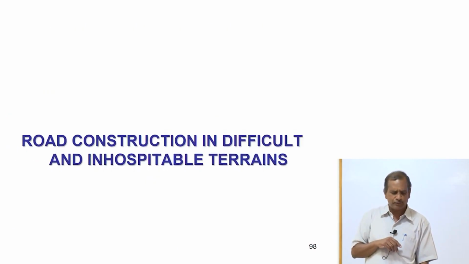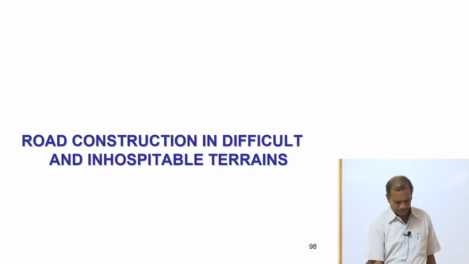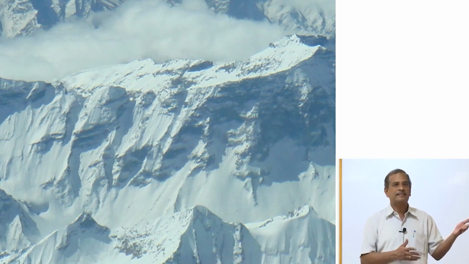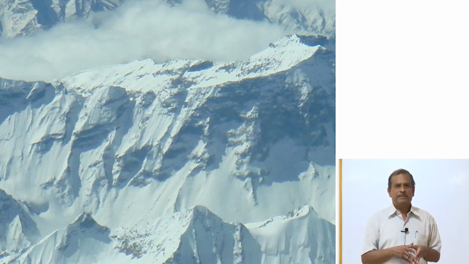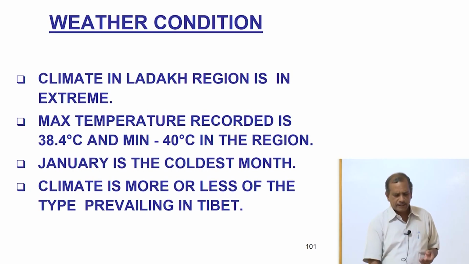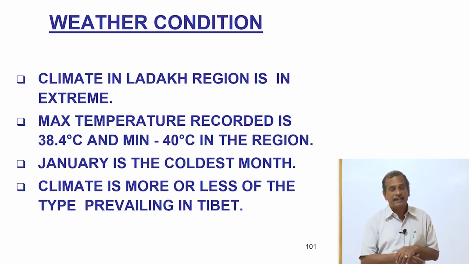The other challenge before you will be construction of roads in inhospitable and difficult terrain. For example, I want to have roads of strategic importance. I want to construct roads in the Himalayas. How do I construct a concrete pavement? Can I construct a bituminous pavement when the temperature is low? For example, I want to construct a road here. The temperature recorded is a minimum of minus 40 degrees centigrade. How do I construct a road there? What machinery can I take there?